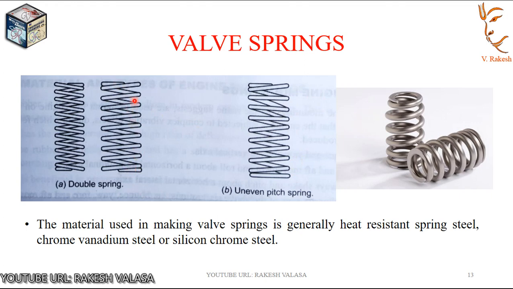together with the engine speed, therefore they need to be resistant to fatigue and to be very tough. The material used in making valve springs is generally heat resistant spring steel, chrome vanadium steel, or silicon chrome steel. Some engines employ double springs or unevenly pitched springs in order to prevent abnormal vibration of the valve when the valve is traveling at high speeds.